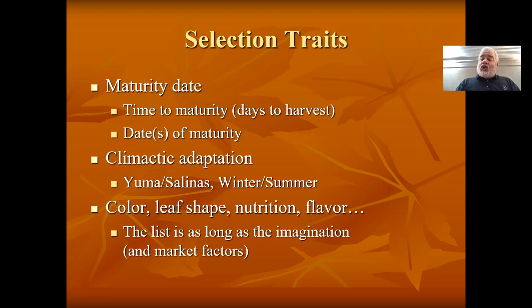Maturity date, you want things to mature and be ready for harvest on a particular date or dates. Climate adaptation, if we're talking lettuce, Yuma versus Salinas, winter versus summer, very, very different climatic conditions depending on where you are. Color, leaf shape, nutrition, flavor, on and on and on. What's important to you? What's important to your customer?